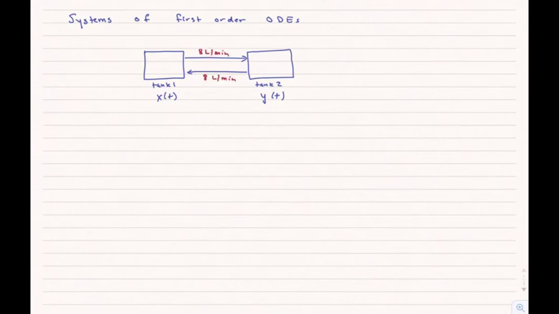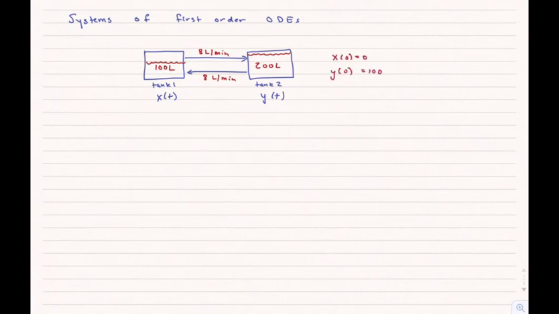Let's also come up with an initial amount of liquid in each of these tanks. Let's say one holds 100 liters and the other 200. And finally, let's talk about the initial conditions. Let's say there's no salt in tank 1 at time 0 and there's 100 milliliters in tank 2 at time 0. And the question is, how would we solve this?